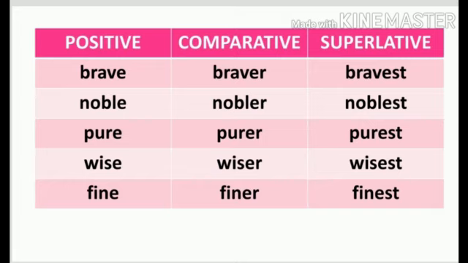So, these are the adjectives which end in E. We add only R to get the comparative and we add ST to get the superlative of the word. Brave, braver, bravest. Noble, nobler, noblest. Pure, purer, purest. Wise, wiser, wisest. And fine, finer, finest. I hope this is clear to you.